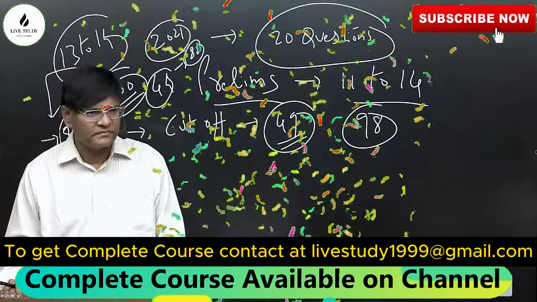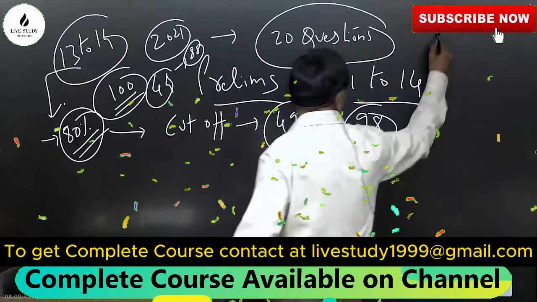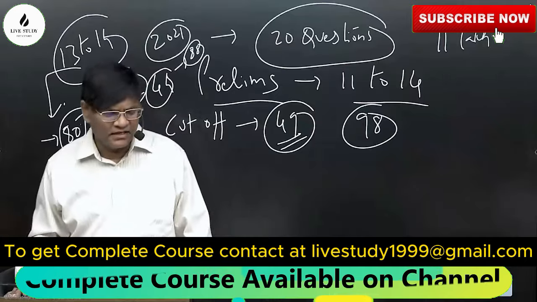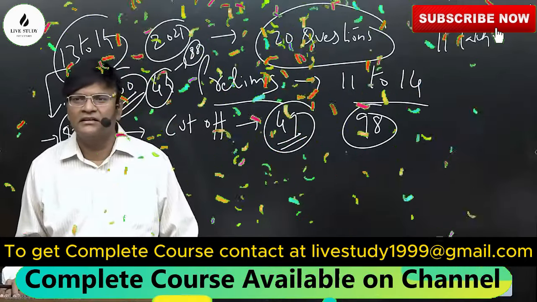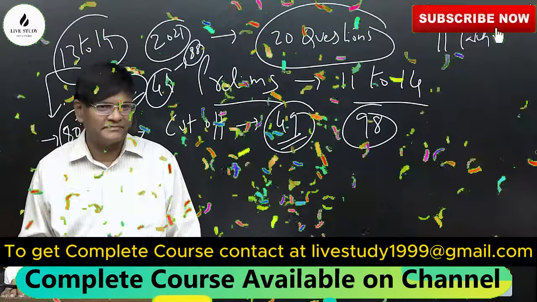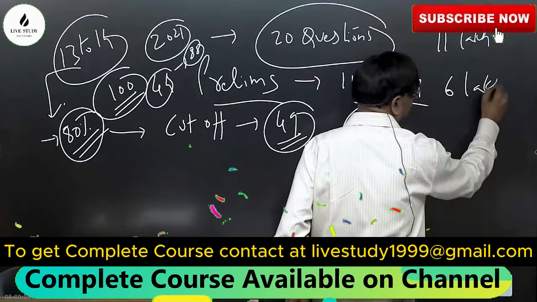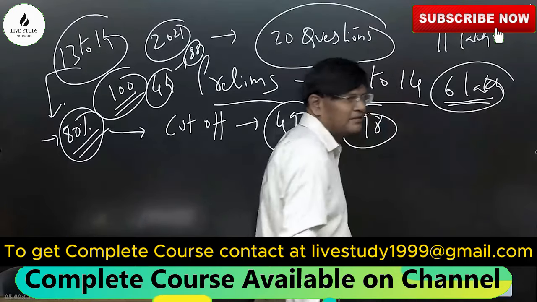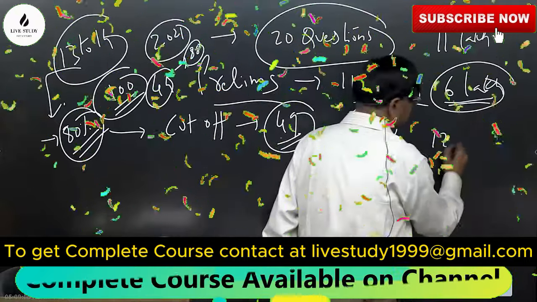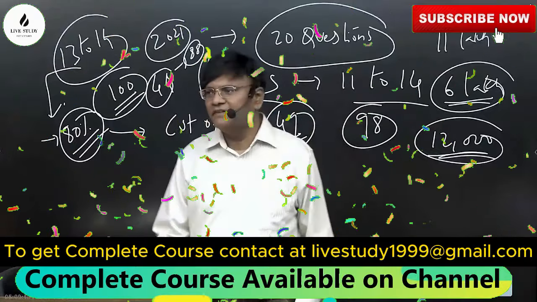Every year around 1.1 million people, around 11 lakh people, will apply for this UPSC examination, which is more than the population of most of the countries in the world. Every year around 11 lakh people will apply, out of which around 6 lakh people will appear in the examination. Sometimes it can be less also. Out of which UPSC will take around 12,000 into mains, depending on the number of vacancies.